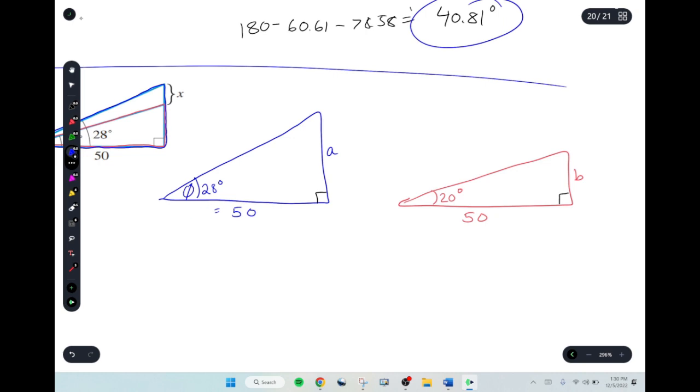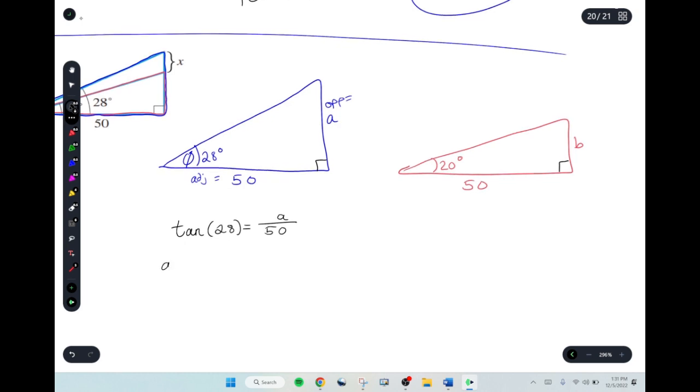Well, that's not the opposite side. And use the adjacent side and the opposite side. Yes. The tangent of 28 better be equal to what? A over 50? Which means that A equals 50 tangent 28.